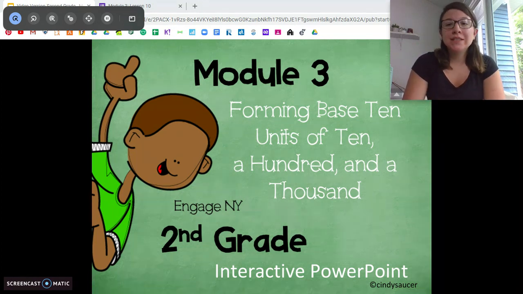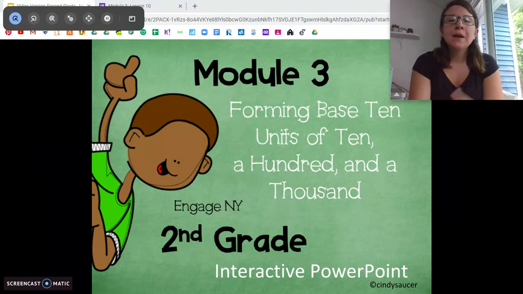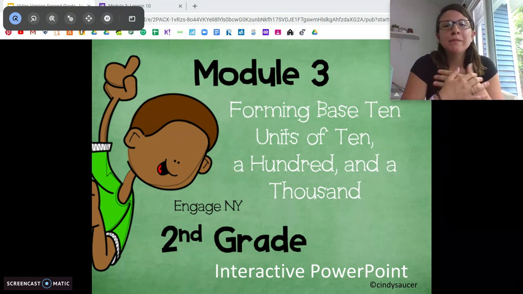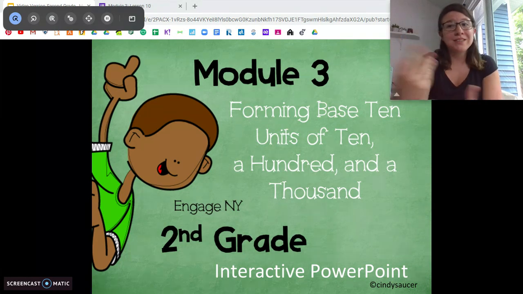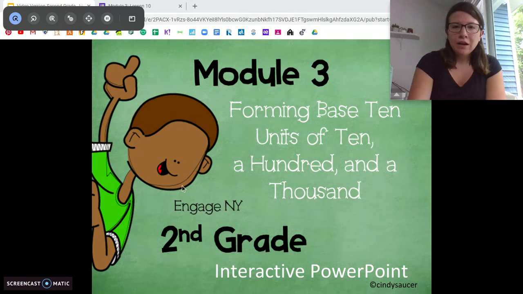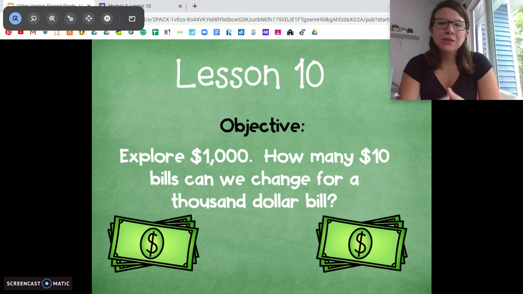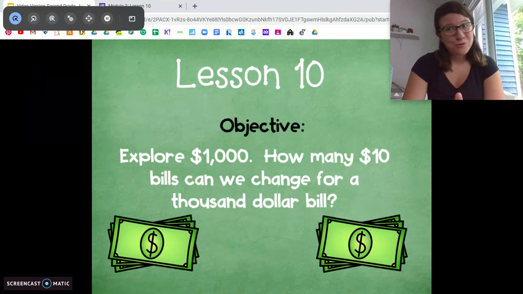Awesome job. So we're continuing with Base 10, those ones, tens, hundreds, thousands. But today we're going to kind of transfer it to the real world. So we've been talking a little bit about money in Base 10s, right? Our $1 bills, our $10 bills, and even our pennies and dimes. Today, we are going to figure out how many $10 bills we can change for a $1,000 bill.